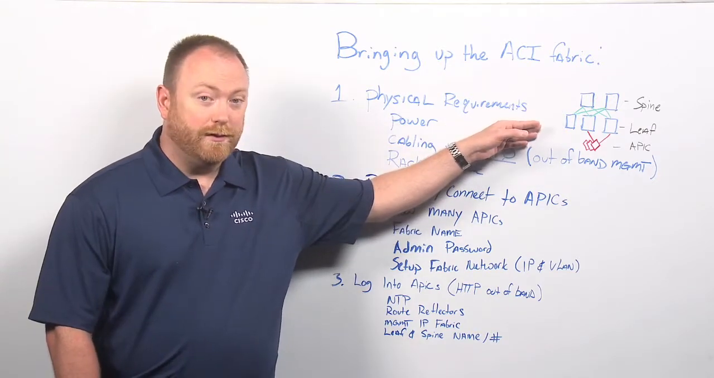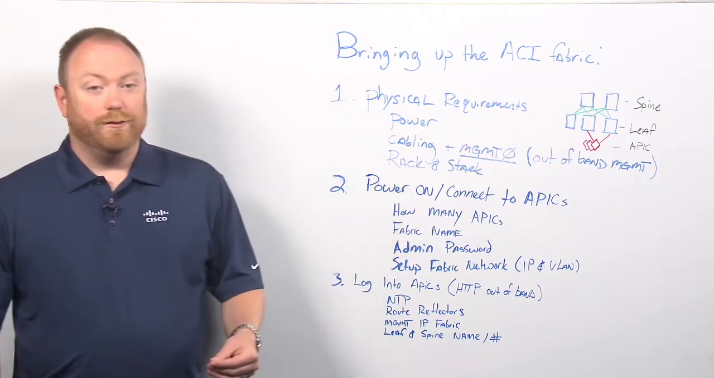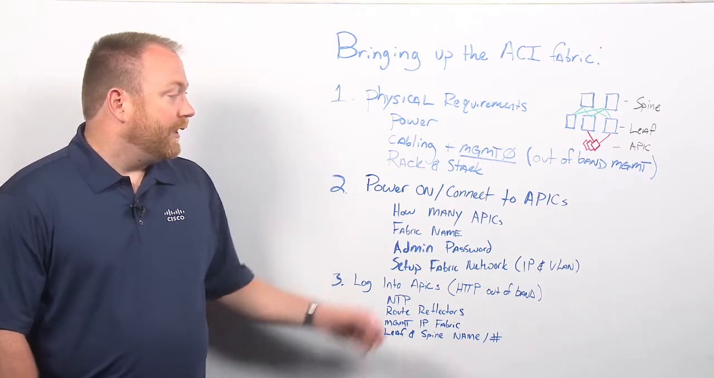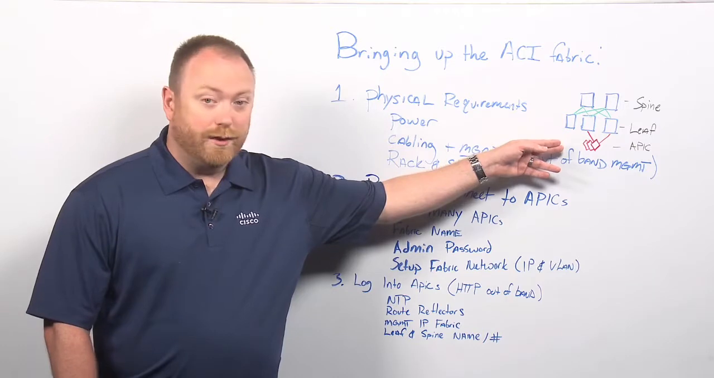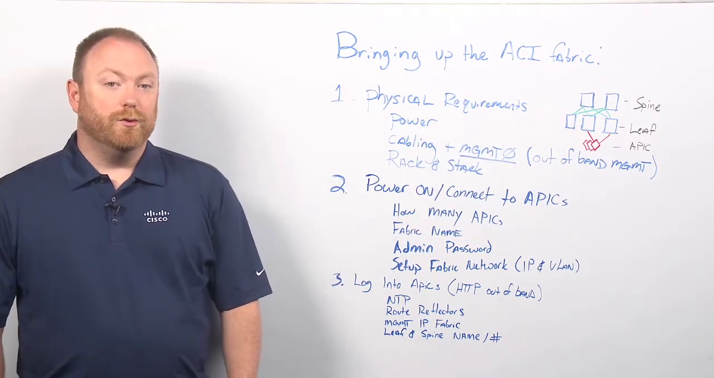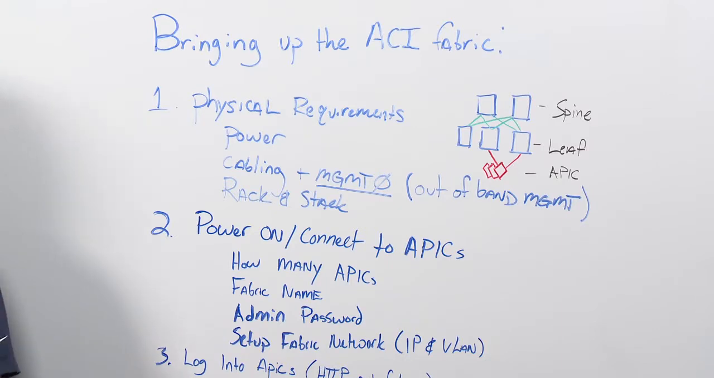and the leaves inside of your environment, because the spines only connect to leaves and the leaves only connect to spines, but also cabling for the APIC controllers to attach to the leaves, as well as cabling for all of the management ports that we connect to for the out-of-band management of the system itself.